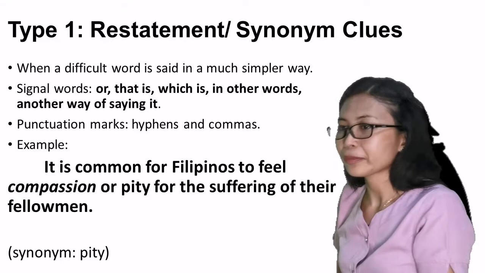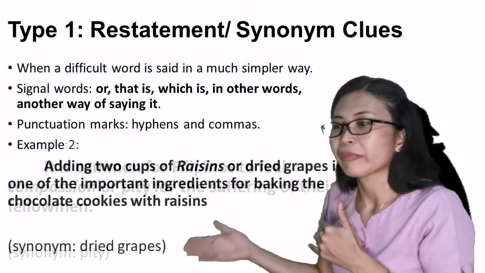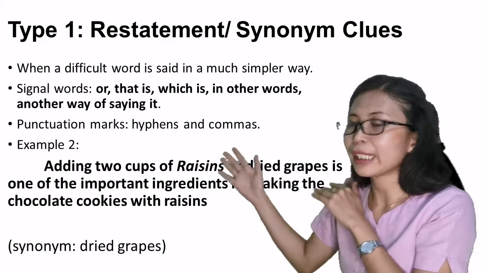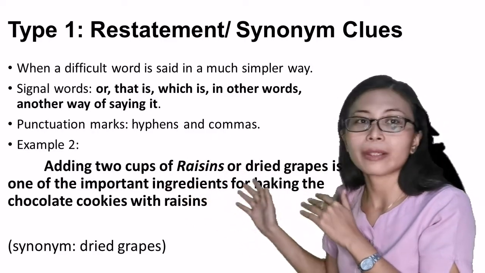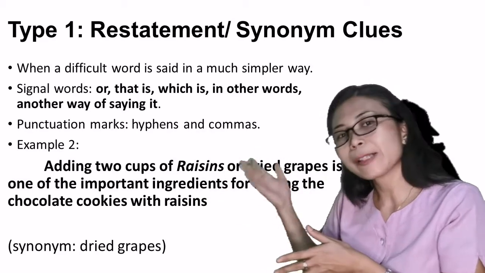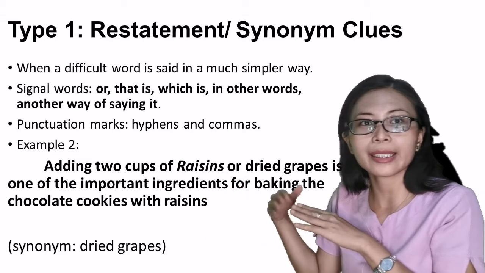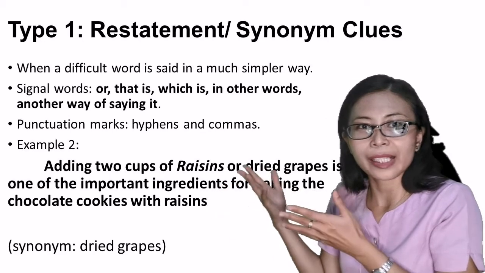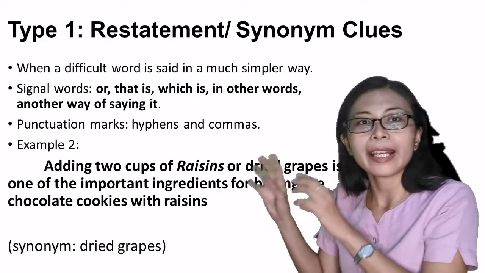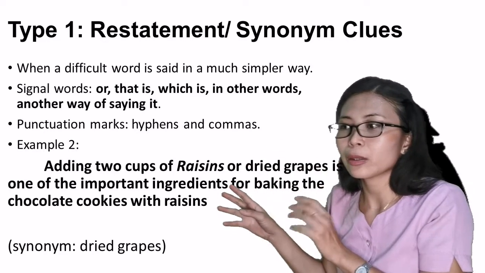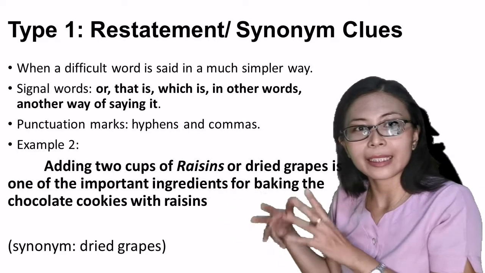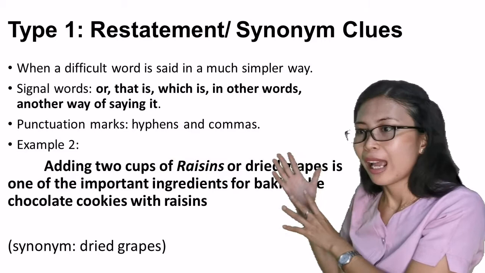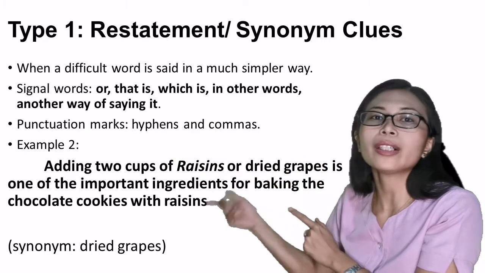Another example is this case about cooking. Adding 2 cups of raisins or dried grapes is one of the important ingredients for baking the chocolate cookies with raisins. Again, the recipe is about chocolate cookies with raisins on top. Now, what is raisin? Of course, it is a food also. It is one of the main ingredients for baking the chocolate cookies. And what is really that particular ingredient? Okay, so within the sentence, adding 2 cups of raisins or dried grapes.